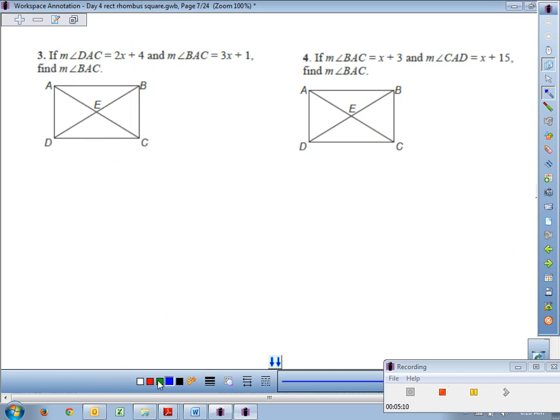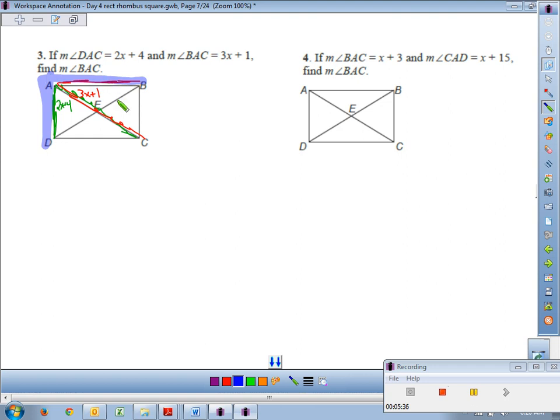If the measure of angle DAC, from D to A to C, this angle right here, is 2x plus 4, and the measure of angle BAC is 3x plus 1, find the measure of angle BAC. Well, this is a rectangle, and don't forget, the definition of a rectangle is it's got 4 right angles. This entire blue thing should be 90 degrees. So I can add those together and set that equal to 90.